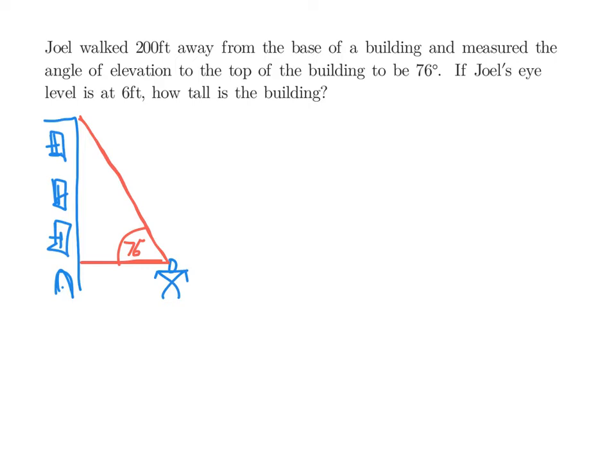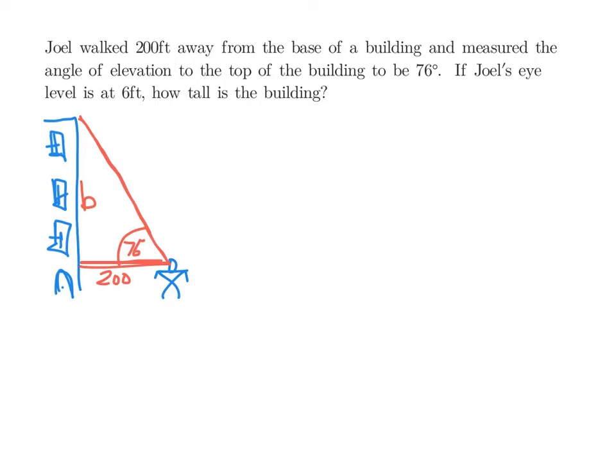We do know that he's 200 feet away from the building. That would be this distance across. And that Joel's eyes are 6 feet up above the ground. And we want to find out how tall the building is. So maybe I call that B for building.